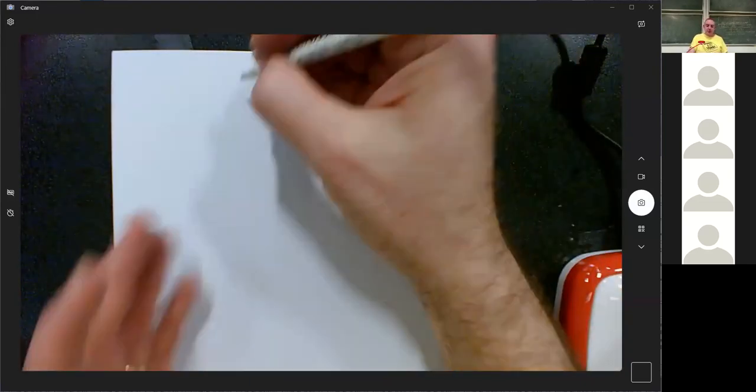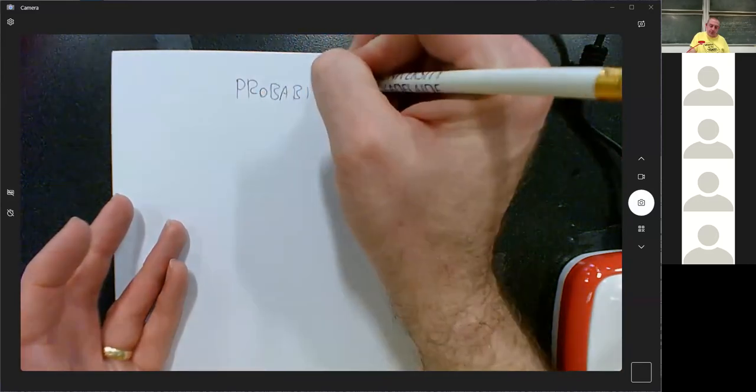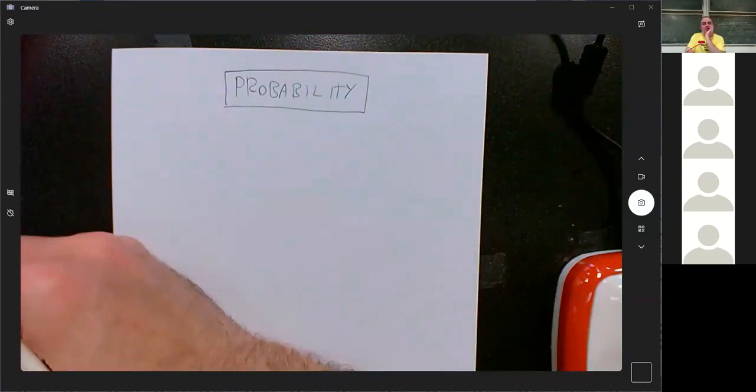Well, I'm going to start with probability things. And in particular, I've been asked about notation.